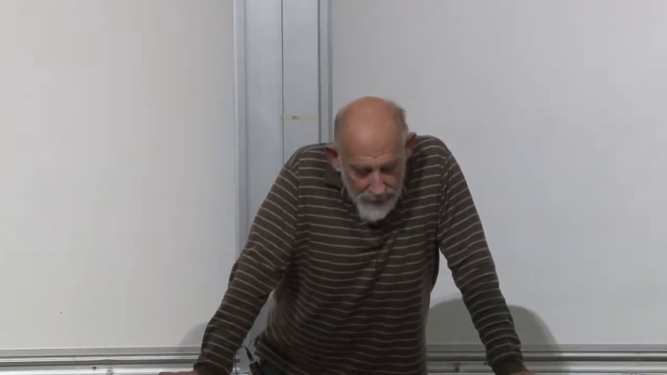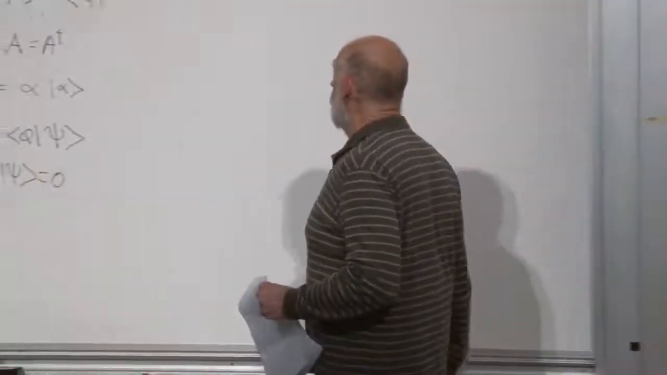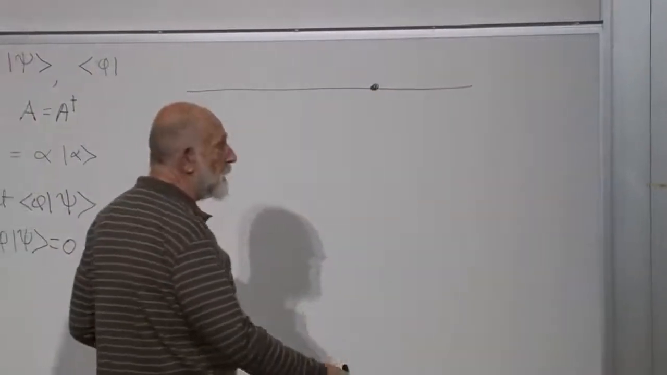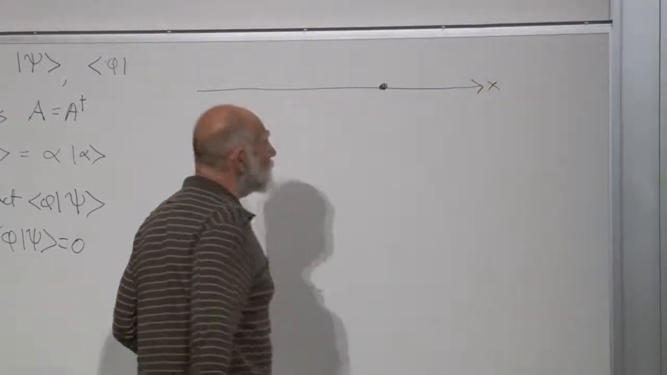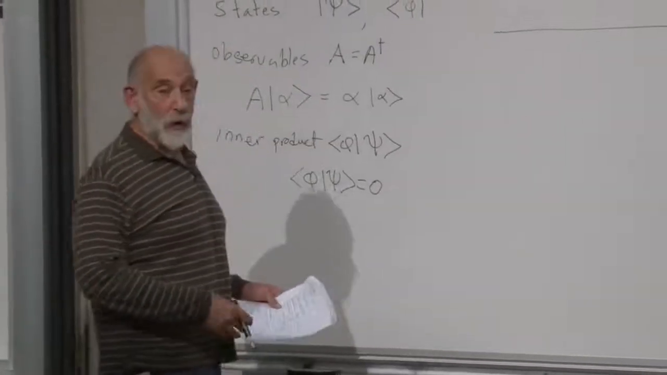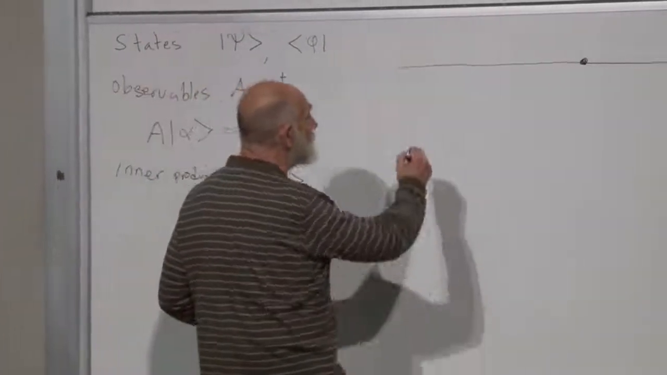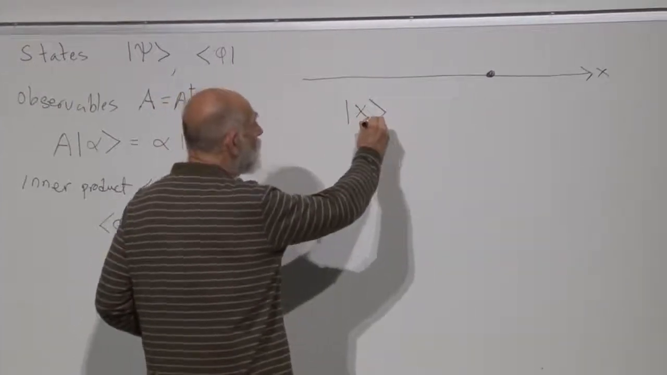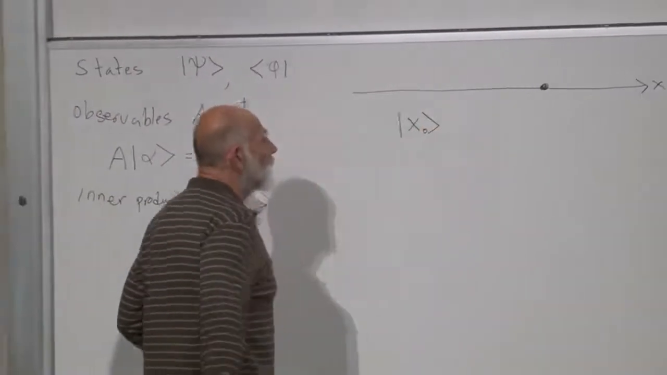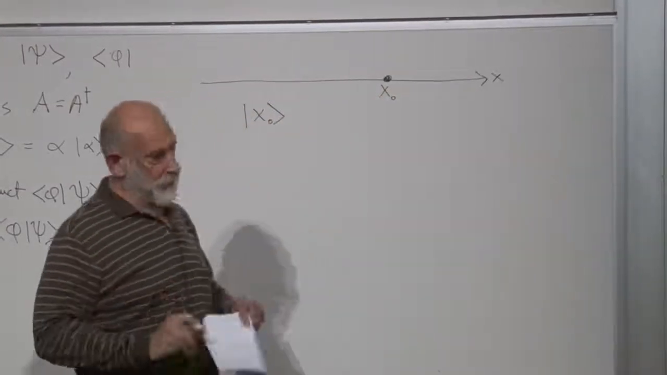Okay. Now, when it comes to particles, the most important observable is the position of a particle. And so let's just discuss particles moving on a line. The line is the x-axis. The location of the particle is just a value of x. And obviously, x should be thought of as an observable. Okay. In particular, there are states which are labeled by a value of position. Let's call it x naught. This is the point x naught over here. I'm just using the naught here to indicate a particular position.